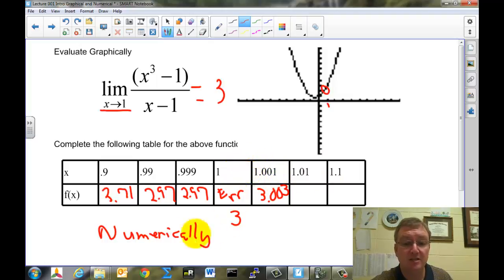So this is an example of numerically. We've done graphically, we've done numerically, and it's a good way to check one from the other. Both answers should agree that you can find it that way.